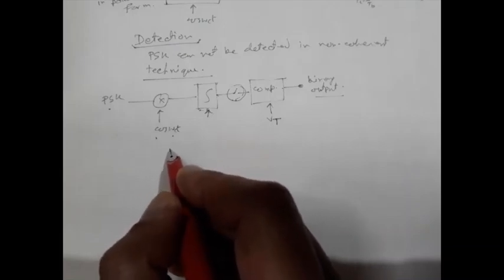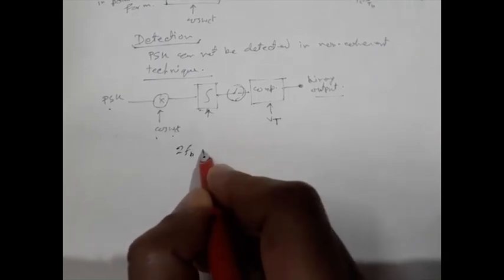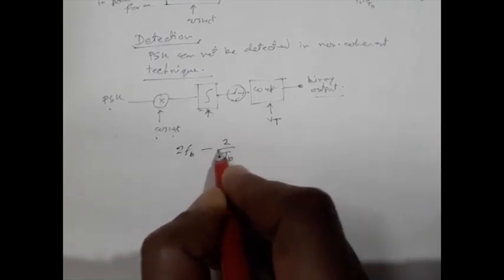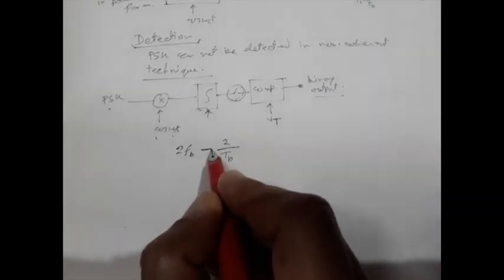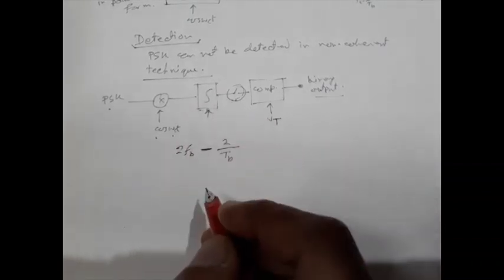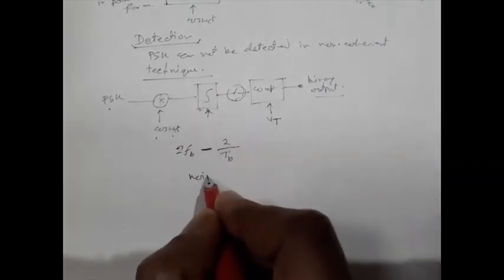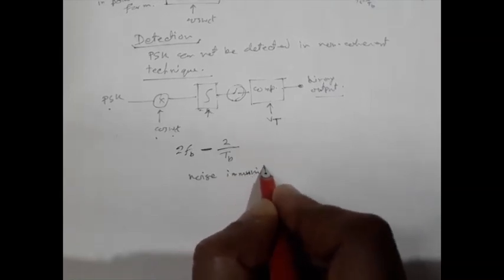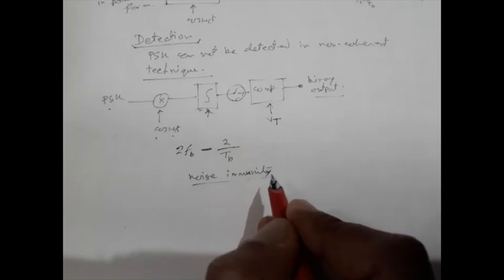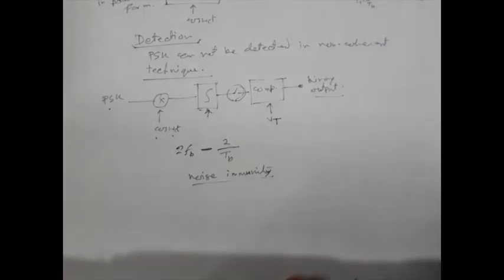Binary PSK has a bandwidth of nearly 2 times the bit rate, that is 2 by TB. But the most advantageous part of this PSK system is its noise immunity, and it has the best noise immunity among all the digital modulation schemes. So it has the minimum bit error probability compared to any other kind of modulation.